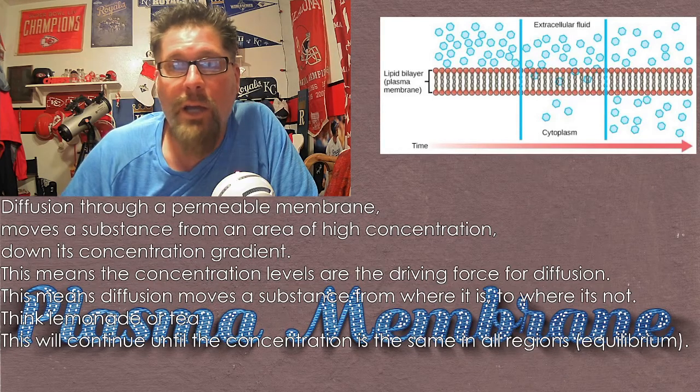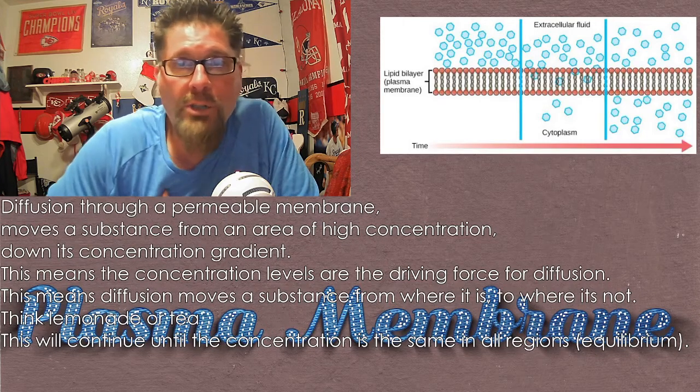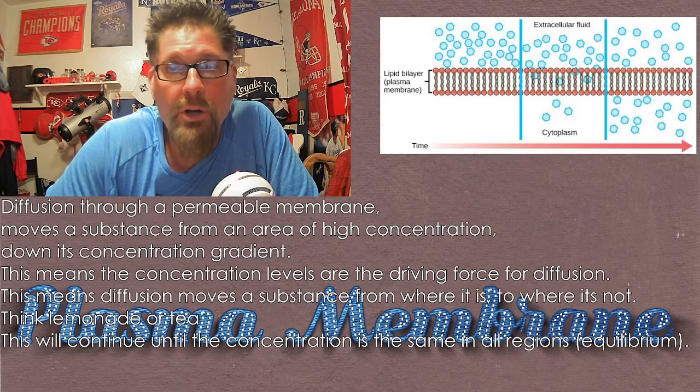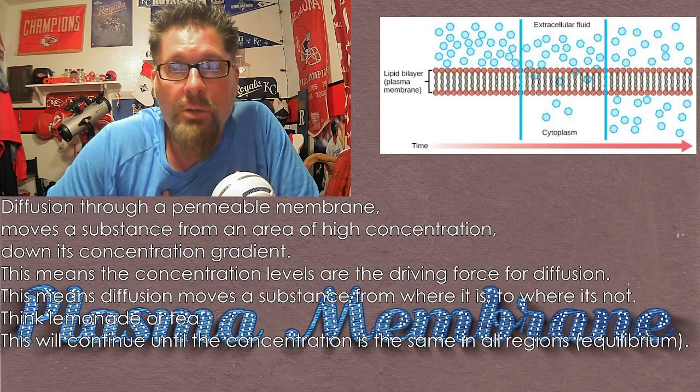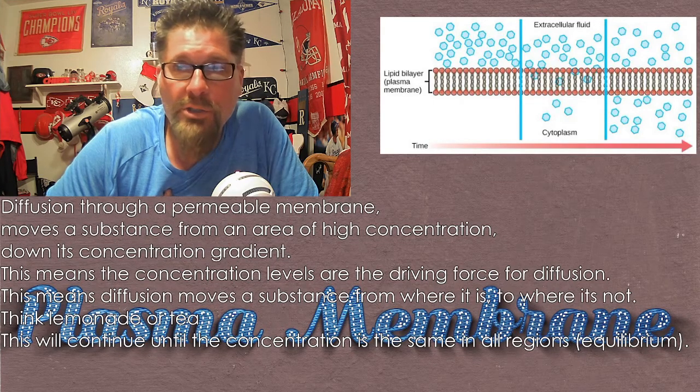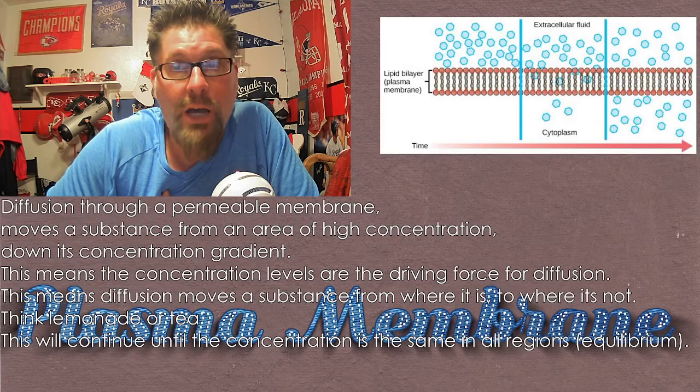This is a kind of 1, 2, 3 parts. In the first section on the far left, all the material is on the outside of the cell and none on the inside. The middle picture, you can see that material starts to move through, and in the third picture, the far right, you can see that it has balanced out.